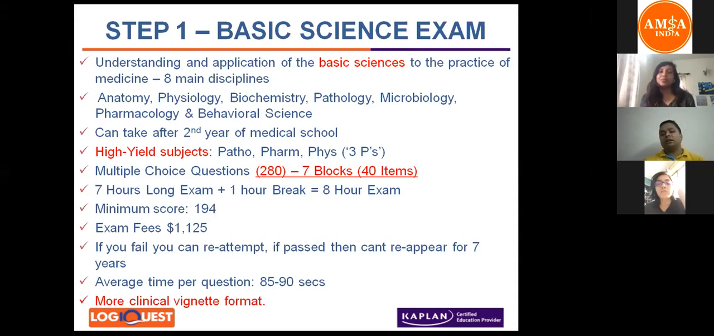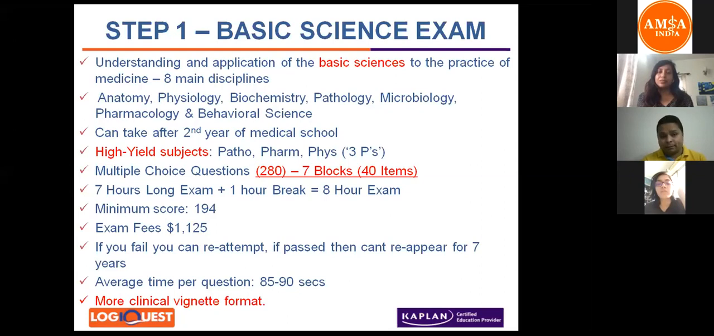But that does not give you a leeway of just studying these and leaving the others. You study for all, but these should be your high yield subjects. It's an MCQ based pattern with 280 questions divided into 7 blocks of 40 questions or items each. So 7 blocks for the 280 questions is what Step 1 would deal with. The minimum passing score out of 800 is 194, and the exam fee is $1,125. So that's roughly around 80 odd thousand rupees. It's an expensive deal, so we do not want to waste our attempts.